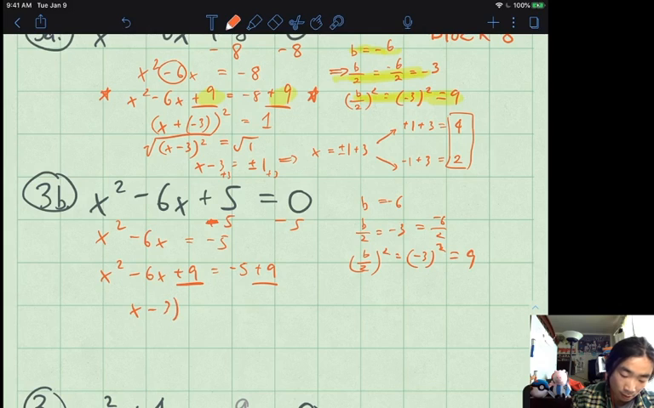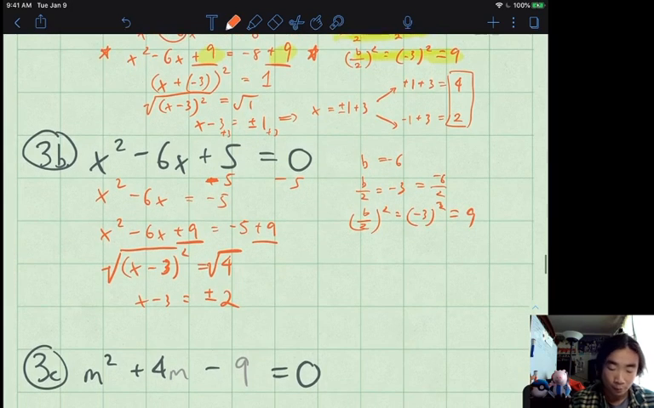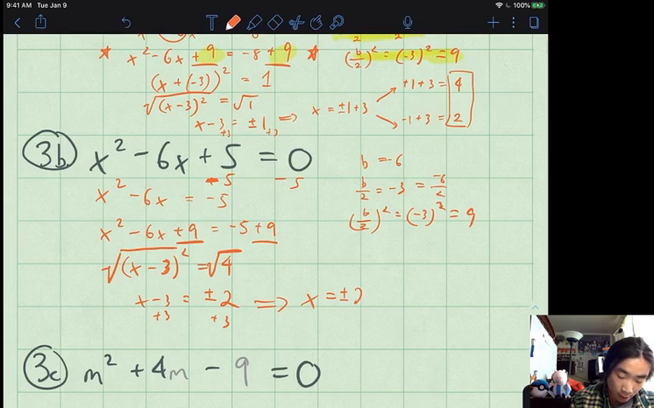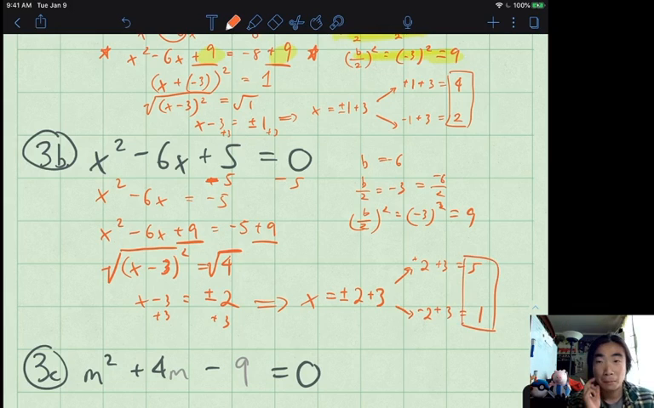Simplify this. -5, 9, 4. I'm going to be kind of lazy. I'm going to square root this like so. X minus 3 equals plus or minus 2. Add 3 to both sides, add 3 to both sides. So x is equal to plus or minus 2, like that. +2 plus 3 is 5. -2 plus 3 is 1. Ta-da.